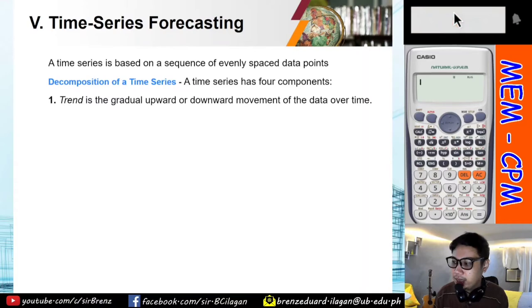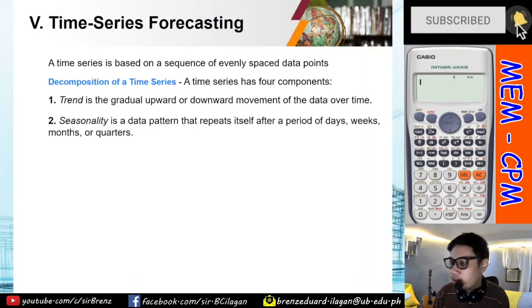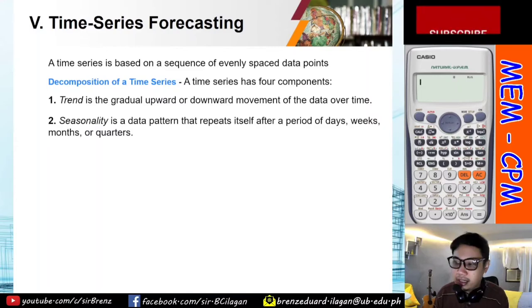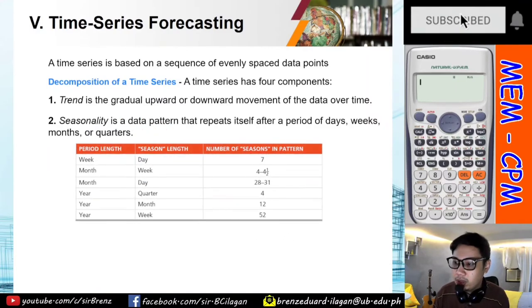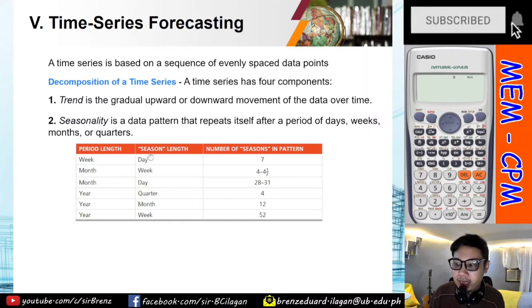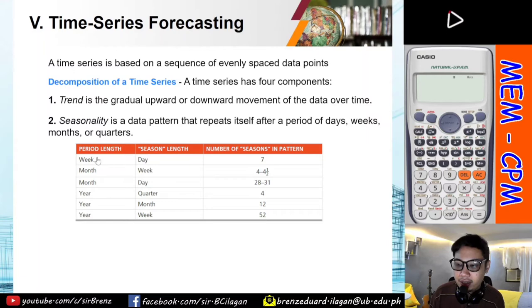Next one is what we call the seasonality. So ano ba yung ibig sabihin ng seasonality? Seasonality is a pattern in the data that repeats itself after a period of days, weeks, months, or quarters. These are six common seasonality patterns. As you can see here in the table, the first column is the period length. So we have the week, month, and year, and the season length. We all know na in terms of days, the number of seasons in a pattern for a week is 7 days. For month naman, the number of weeks in a pattern in isang month is 4 to 4 and a half.